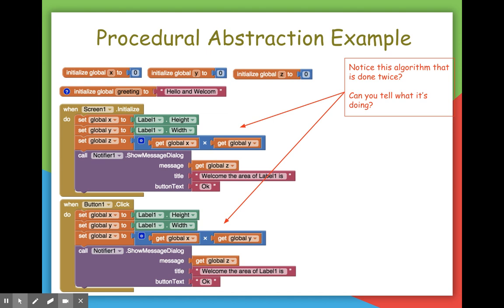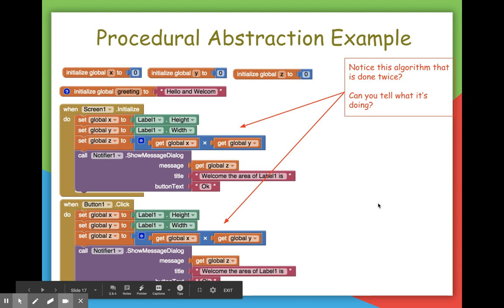We know that. Now, to get Z, which is the area, I'm going to multiply global X by global Y, right? But here's the thing. This is getting me the area of something. The area of label 1 is blah, blah, blah. Look at this. This is right here. X is the height, Y is the width, multiply the 2. Height is X, width is Y, X times Y. It's the same exact stuff right here and right here. The same exact information in 2 different places.